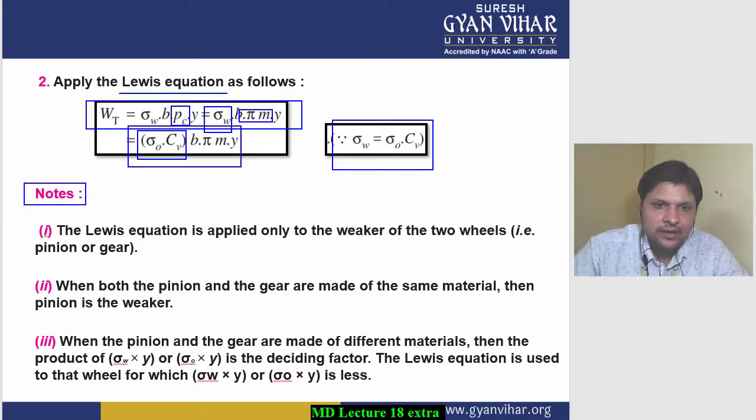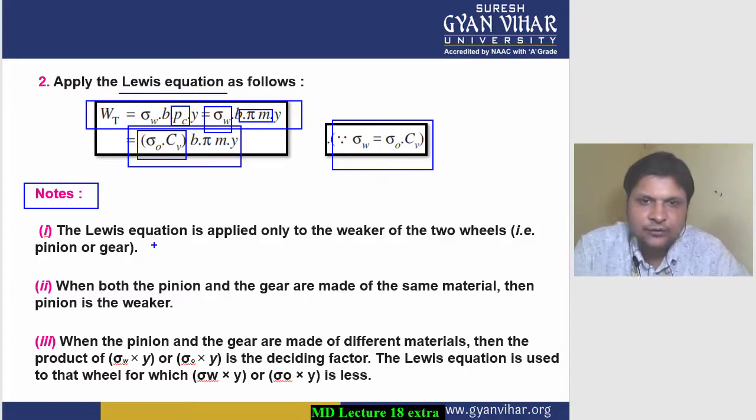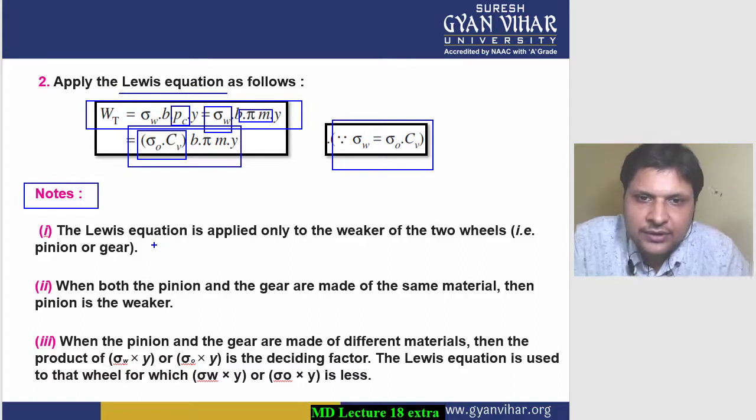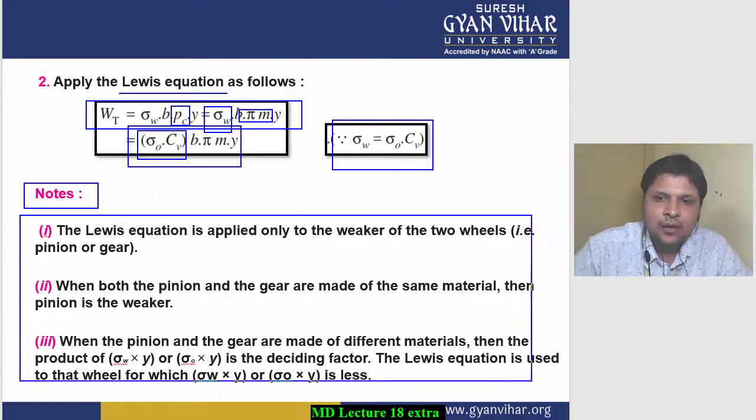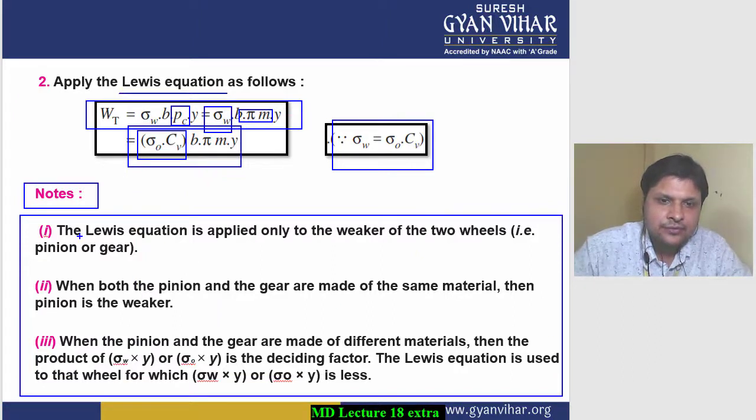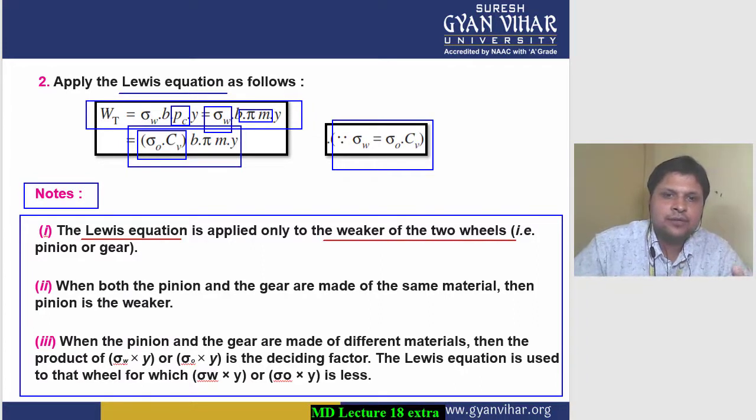Now here some points are important to discuss. First, where we will apply this Lewis equation, which value of circular pitch you will take, whose width B you will take. This is decided by this note which is given here. First, the Lewis equation, students, is always applied on the weaker of the two wheels, the weaker of both the gears. Which are the two gears? One is the pinion having less number of teeth and the other is the gear.